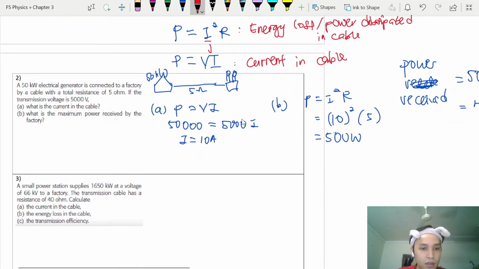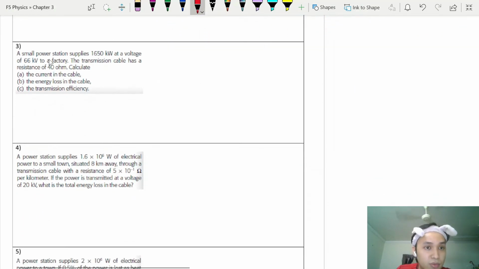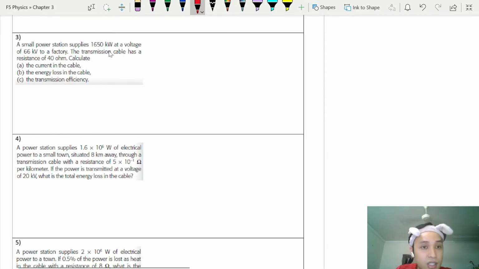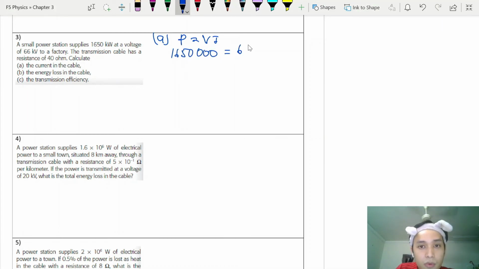All right. Let me show you another one. A small power station supplies 1650 kilowatts at the voltage of 66 kilovolts to a factory. Same thing, the transmission cable has a resistance of 40 ohm. Current in the cable, so P equals VI. 1,650,000. We need to change the prefix. Then I, so your current here will be 25 ampere.